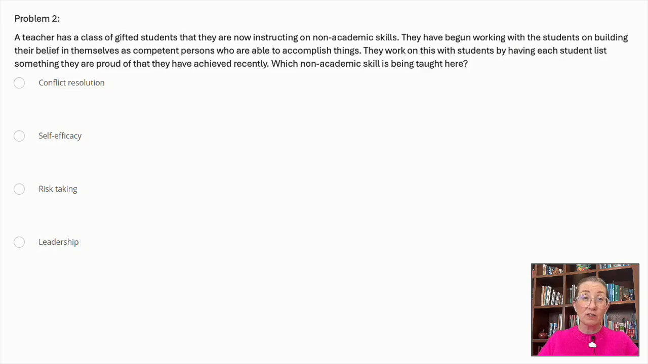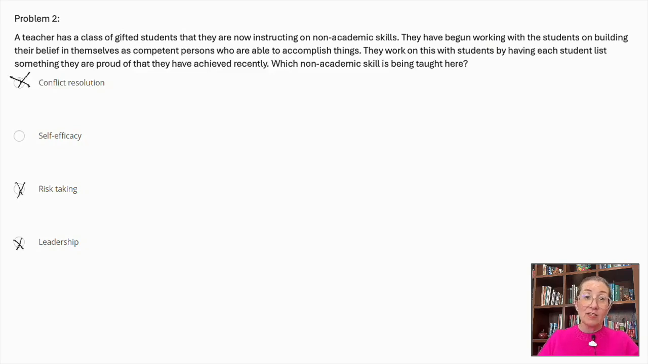Conflict resolution. This involves teaching students how to handle disputes and disagreements, which is not the focus here at all. So we can eliminate that. Now to the bottom, leadership. This involves guiding and influencing others, whereas the activity is centered on individual self-belief and personal achievements. So this is not correct either. Risk-taking. This involves encouraging students to take chances and try new things, but the activity described is more about reflecting on past successes. So this is incorrect as well.